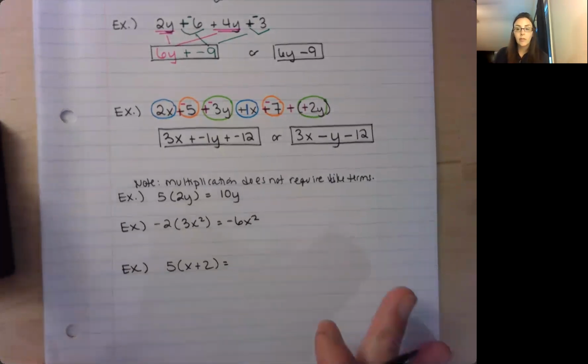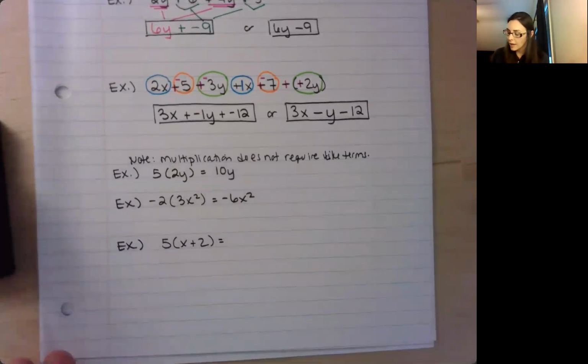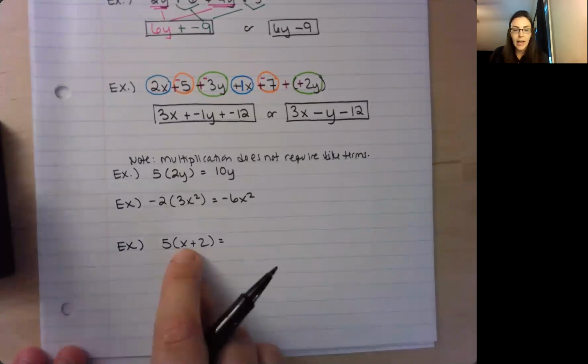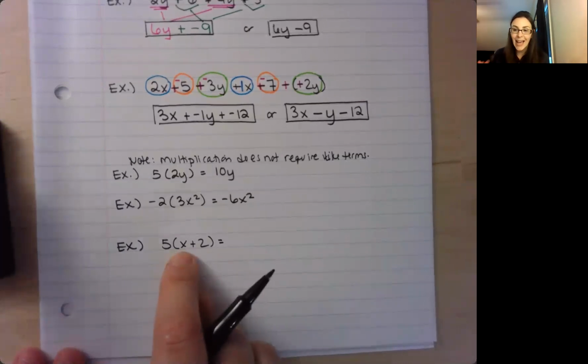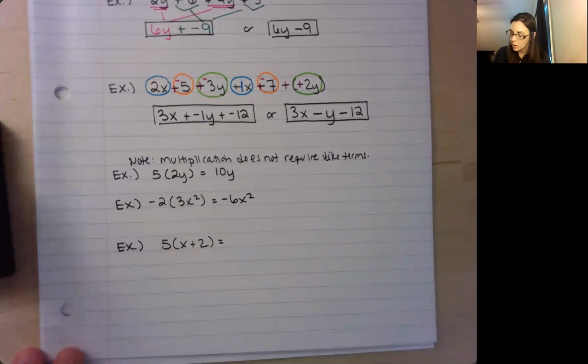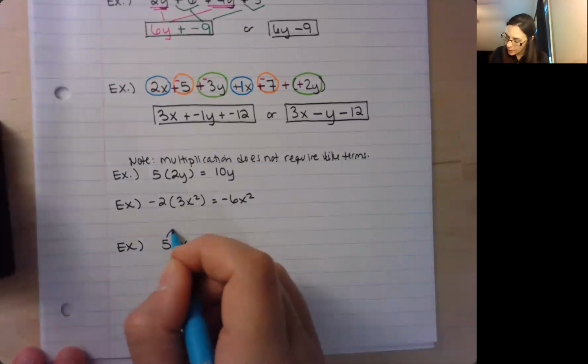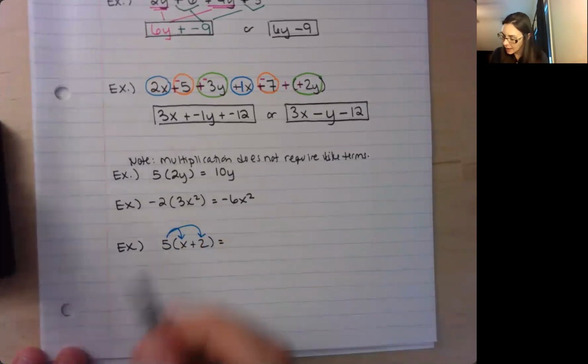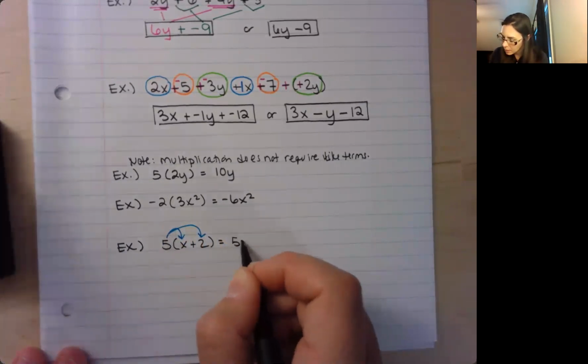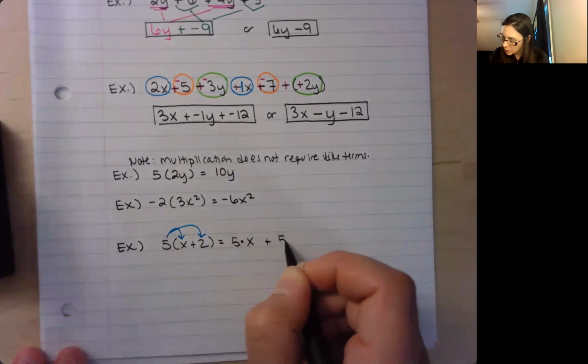Let's bring in some distributive property again. Here, again, I have a parentheses, but I cannot actually add anything on the inside of those parentheses. They're unlike terms, so I have to use the distributive property. So I'm going to take that 5, I'm going to multiply it through. So I have 5 times x plus 5 times 2.